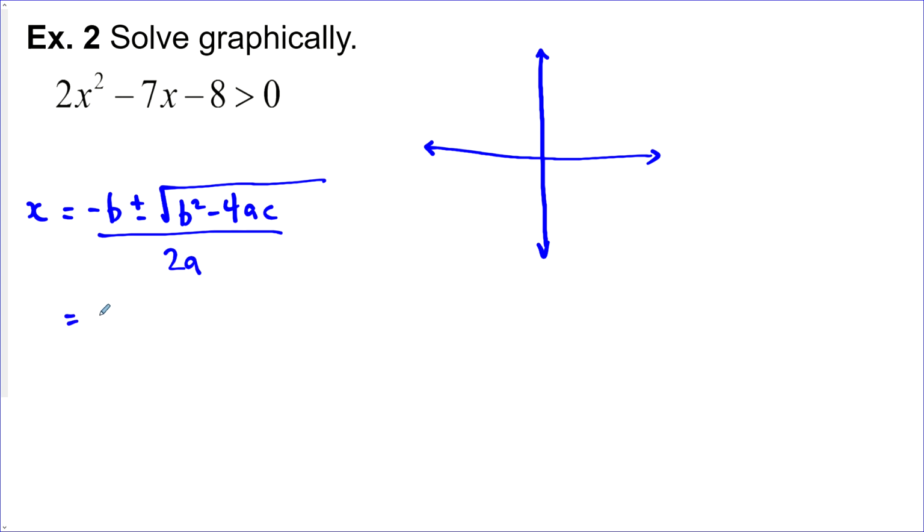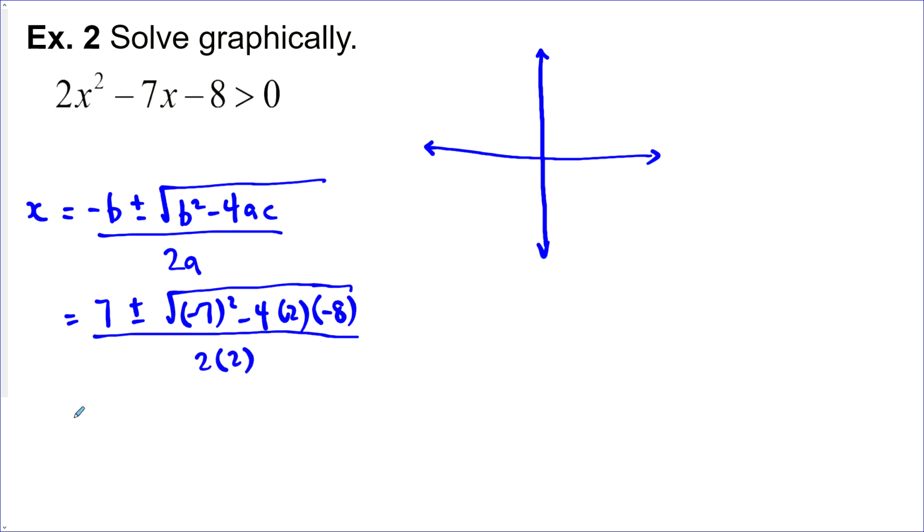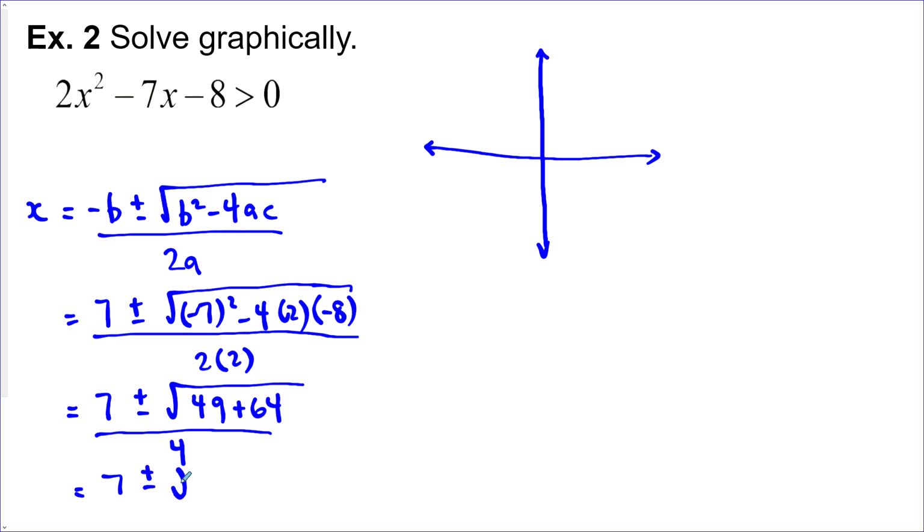So negative b would be negative 7, b squared, negative 7 squared minus 4ac, all over 2a. This is going to be 7 plus or minus the square root of 49 plus 64, all over 4, and 7 plus or minus root 113 over 4. Not very nice, but there we did it. Can't simplify this. 113 is good in there. We can't take anything out. So that's our two x-intercepts.